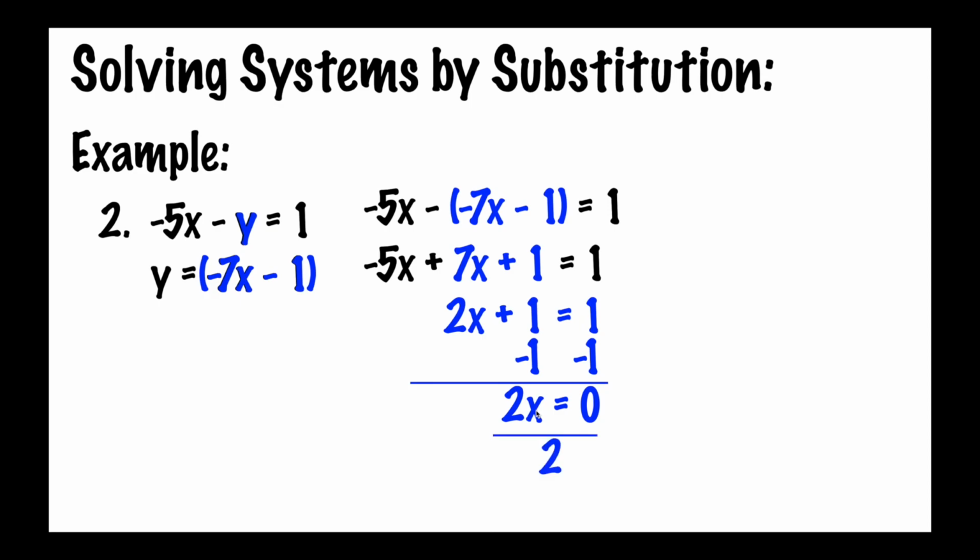Next step is to divide both sides by 2. We end up getting x is equal to 0. But remember that we're looking for an ordered pair here. So getting x is just part of the solution here.